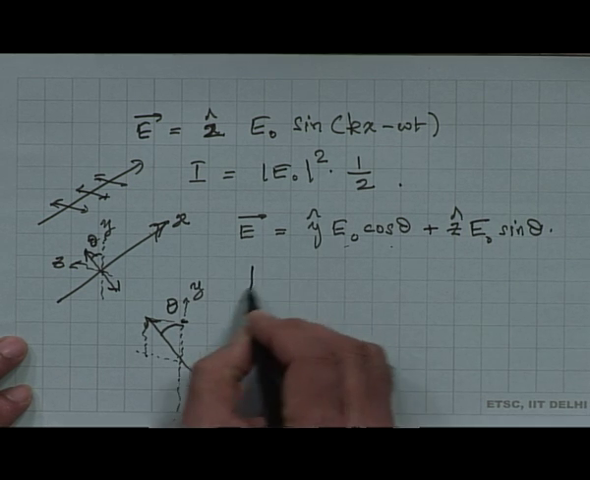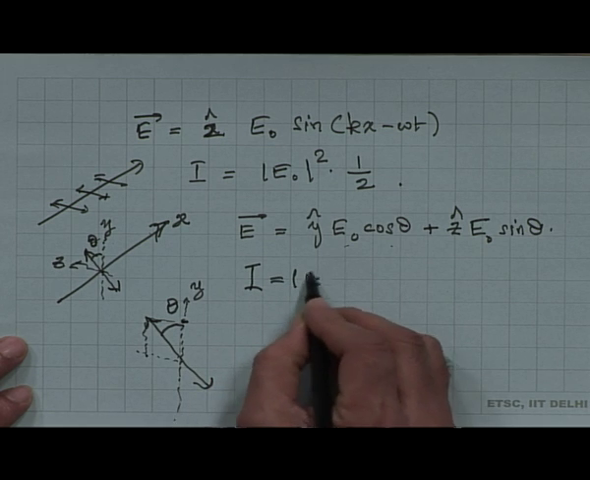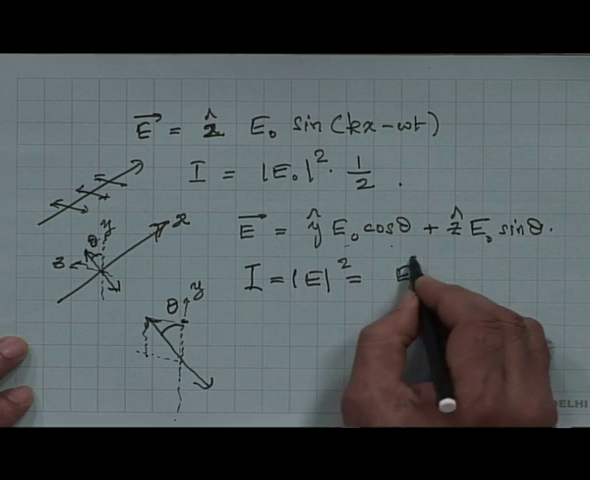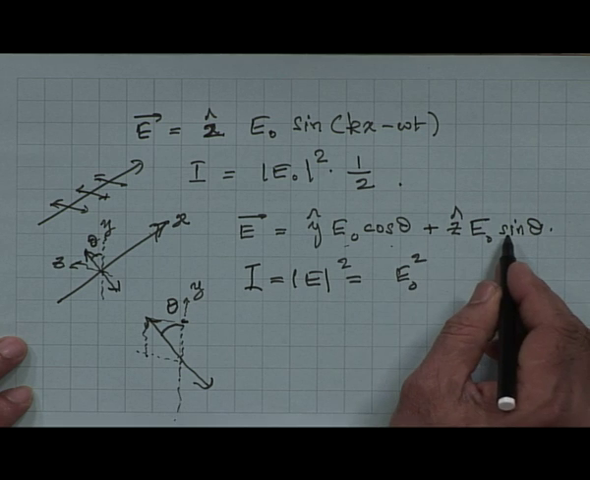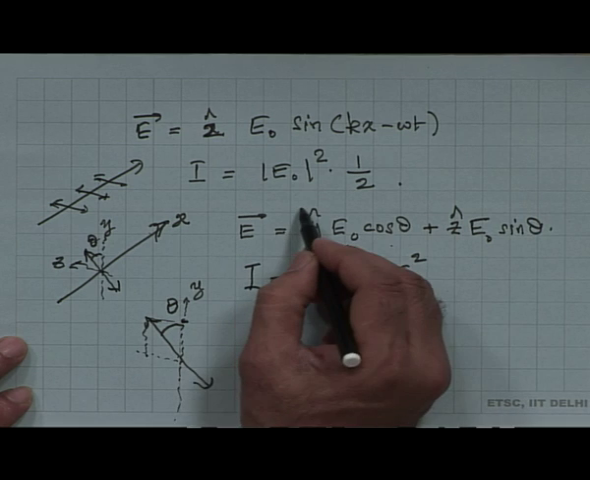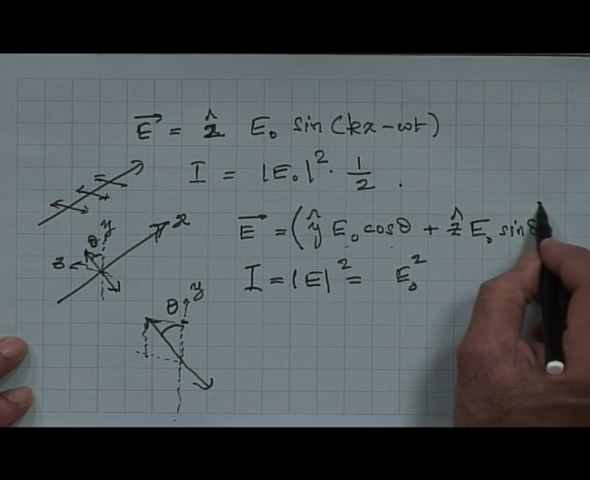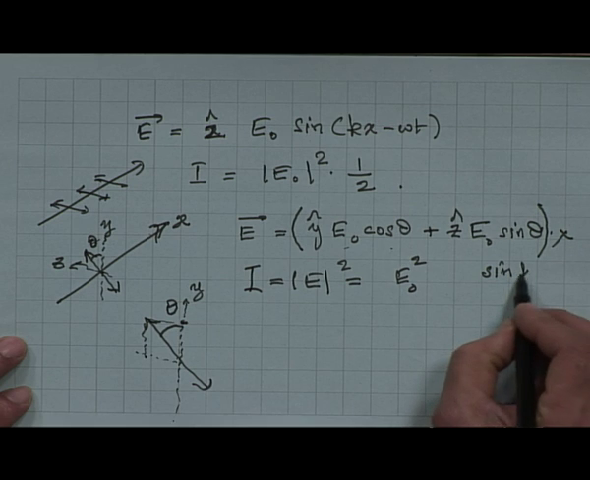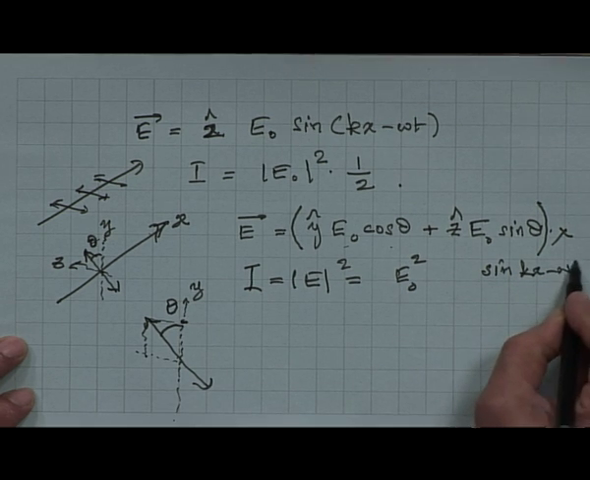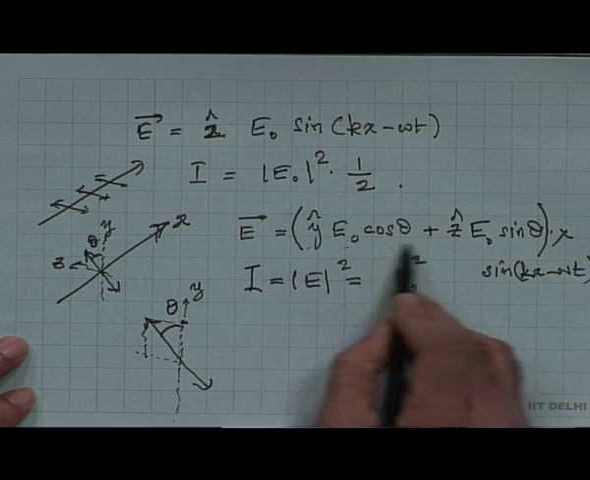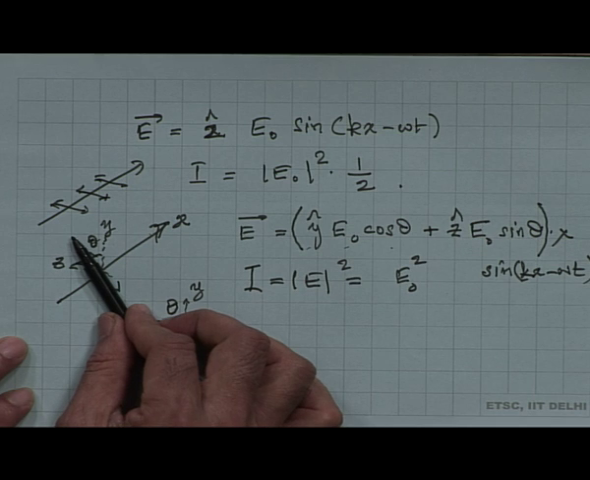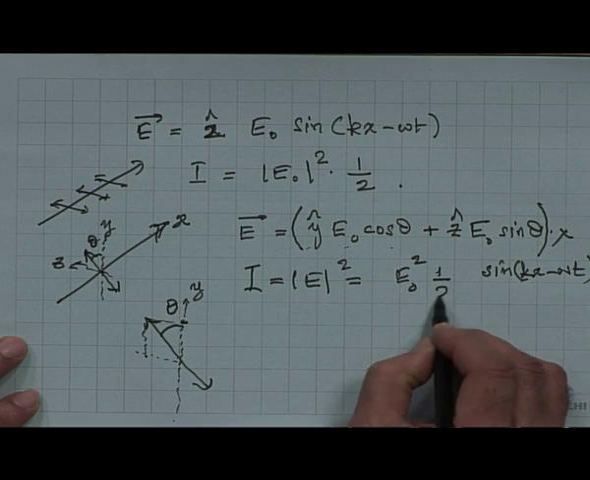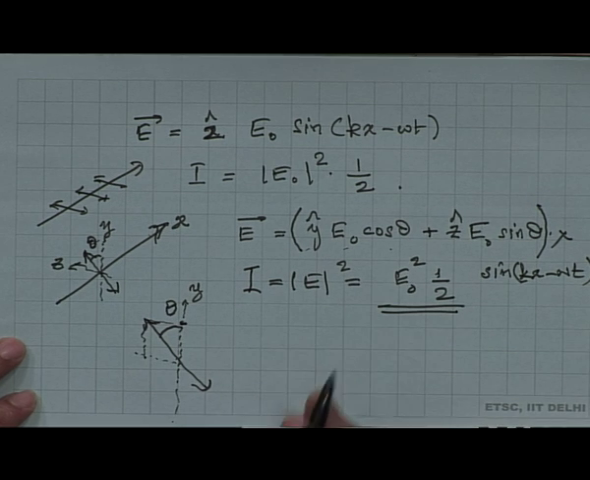If you take the mod square, that is intensity equal to mod E square, it will again come out to be E 0 square into cos square theta plus sin square theta, into the amplitude variation, into sin(kx minus omega t). This phase term is always there. What I have written here is the amplitude, because now it is at an angle theta. Therefore, we get E 0 square into half, as before.